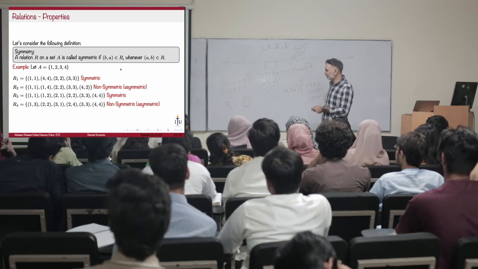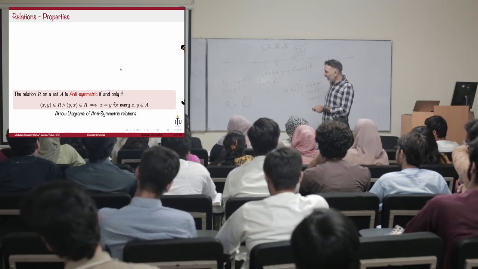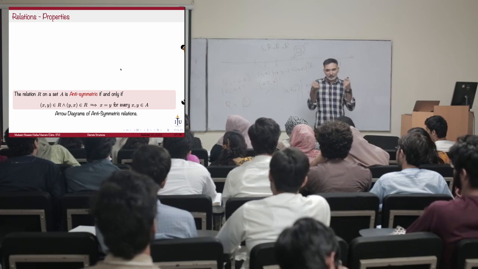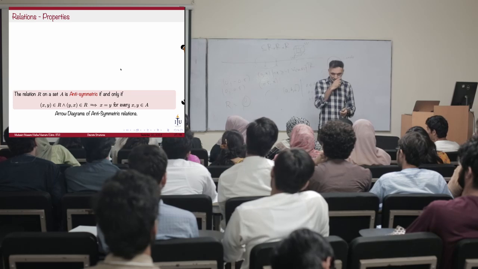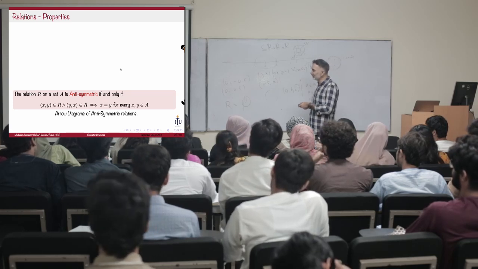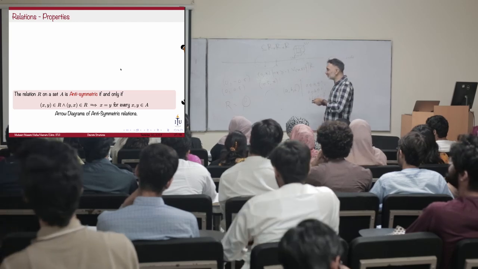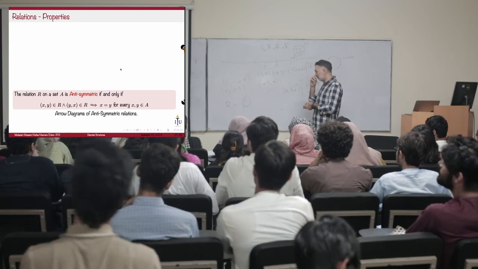So this is symmetric, this is not, this is symmetric, and this is not. Okay. Anti-symmetric is a relation where there is absolutely no symmetry. Okay. What that means is that if there is, okay, yeah, let's read this. Okay, I want you guys to be able to read this. What does it say?